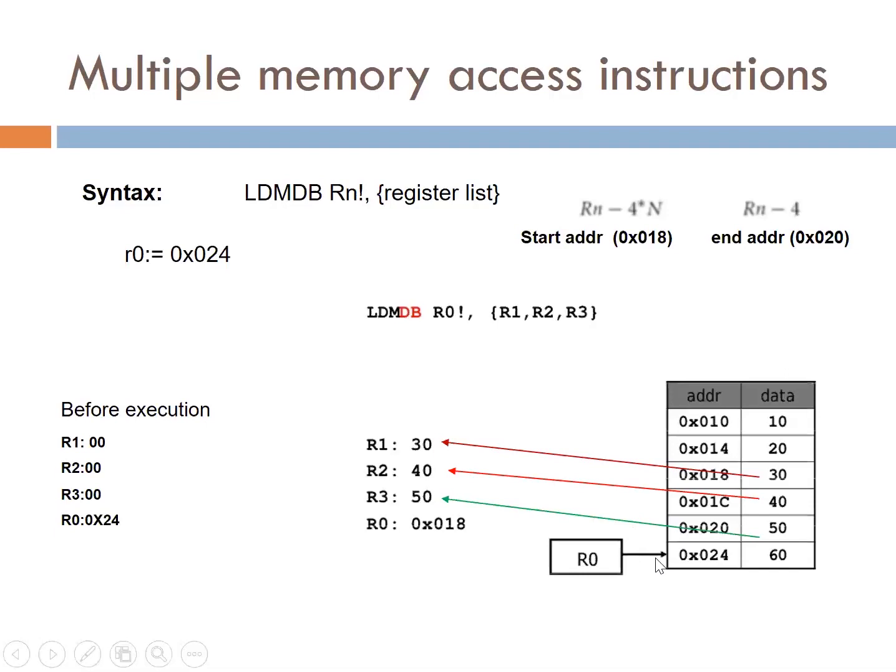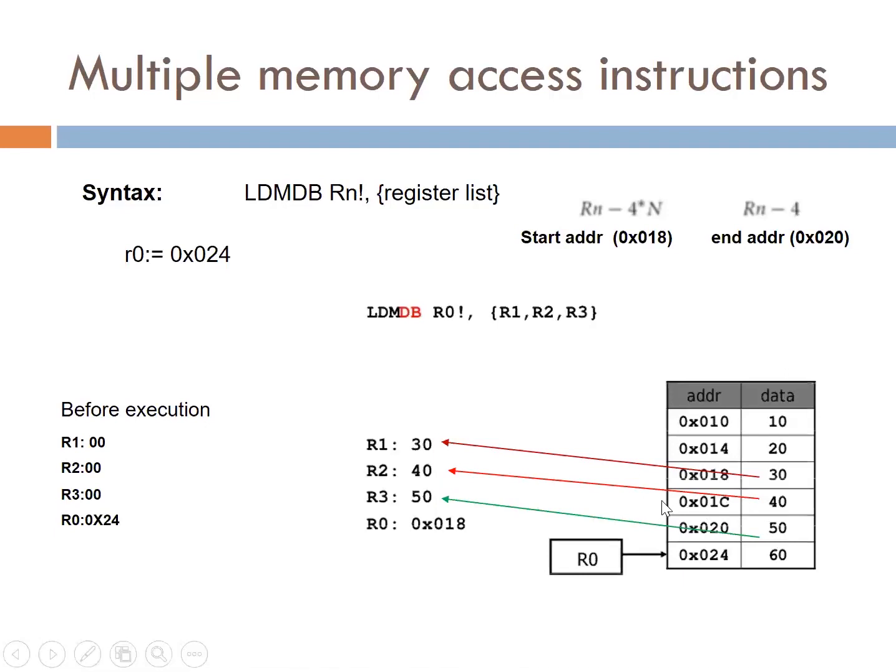Before loading, you have to decrement the memory address. So let us first decrement this address. For the first decrement, where will it be pointing to? It will be pointing to the address 0x020. What is the content present here? The content present here is 50. So 50 will first be loaded into the last register, that is R3. Now again you have to decrement, then the memory address will be 0x01C. The content present in this memory location is 40. So 40 will now be loaded to register R2.